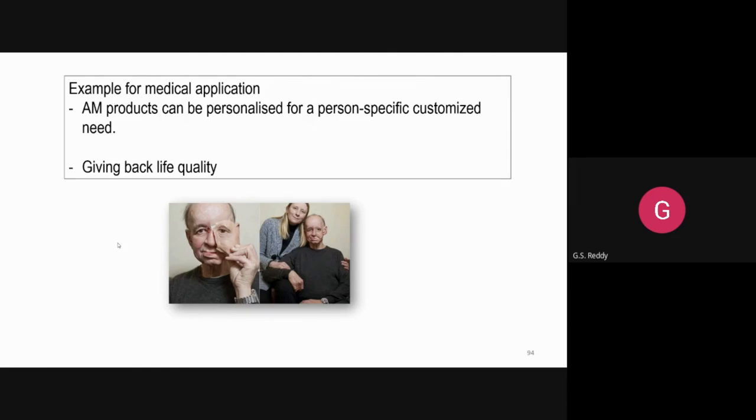Thank you, sir. One more question from my side. How do we address the surface finish and tolerance, sir? Because if you manufacture anything with CNC machines, we can achieve very good tolerance, right? What about this one, sir? Is it the same case or any different?